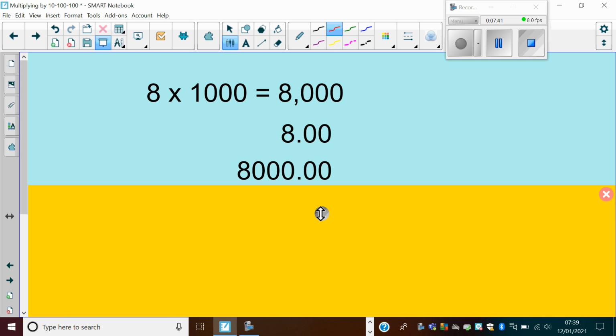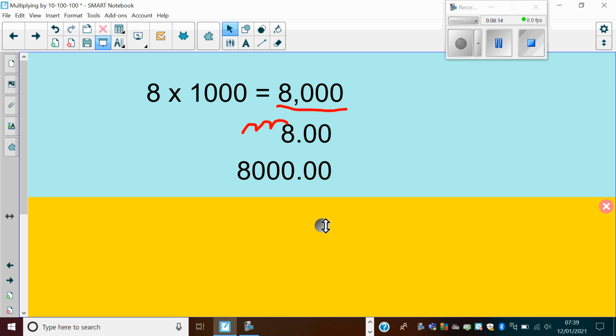Change colours, that's a bit gaudy, isn't it? Move the decimal point in below, move the 8 3 places to the left. 1, 2, 3, and we fill in the spaces with placeholder zeros. And we've moved it 3 times, so we need 3 zeros as placeholders. And our answer will therefore be 8,000.